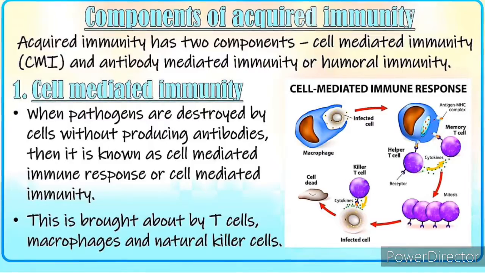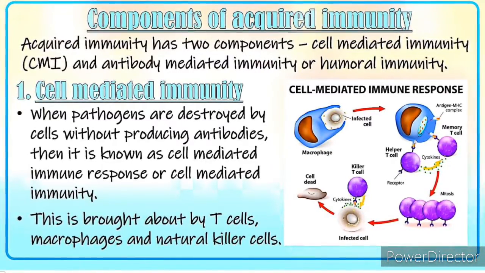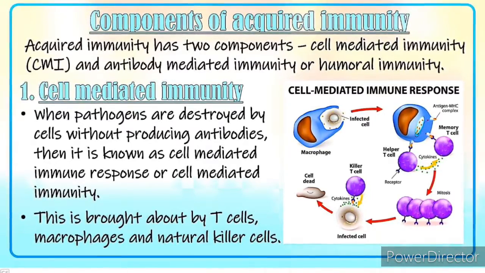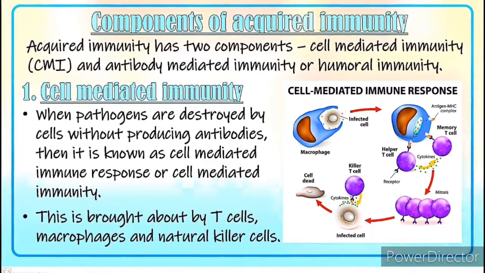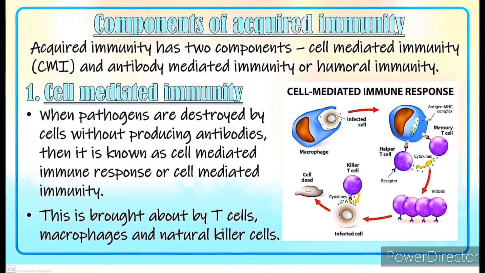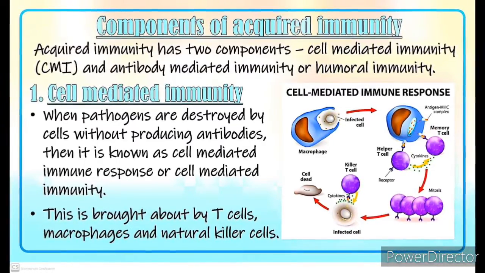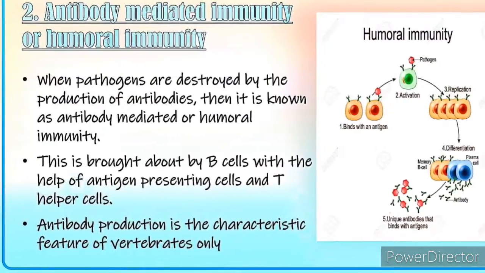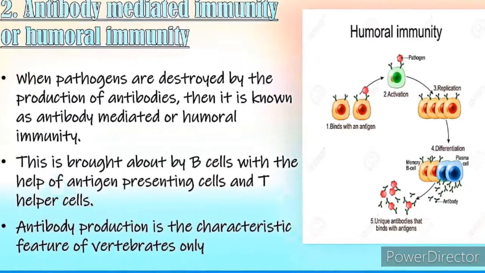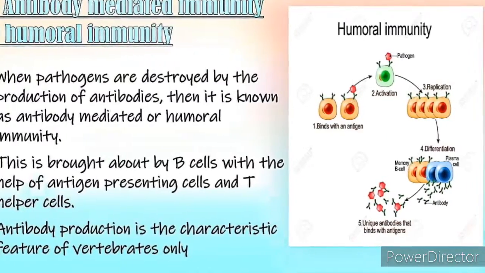Cell mediated immunity: when pathogens are destroyed by cells without producing antibodies, it is known as cell mediated immunity. For example, T cells, macrophages, and natural killer cells directly kill the pathogen, so that comes under cell mediated immunity. Antibody mediated immunity or humoral immunity: when pathogens are destroyed by the production of antibodies, it is known as antibody mediated immunity.